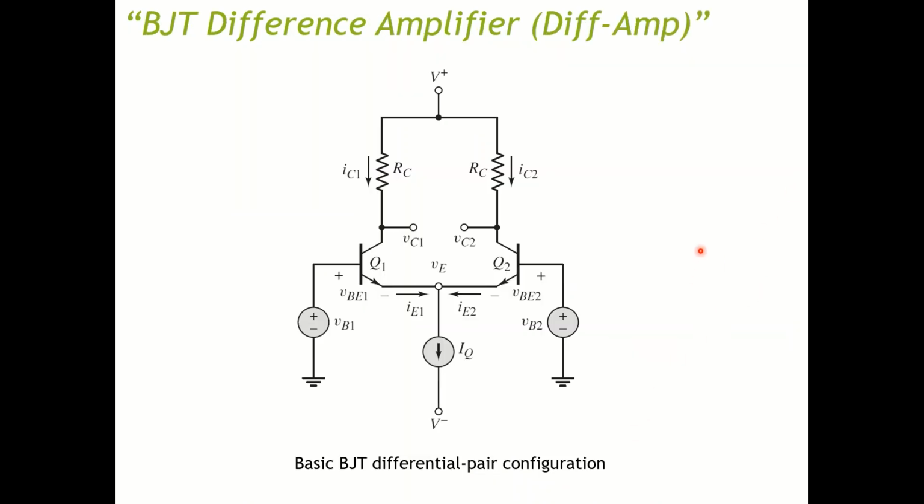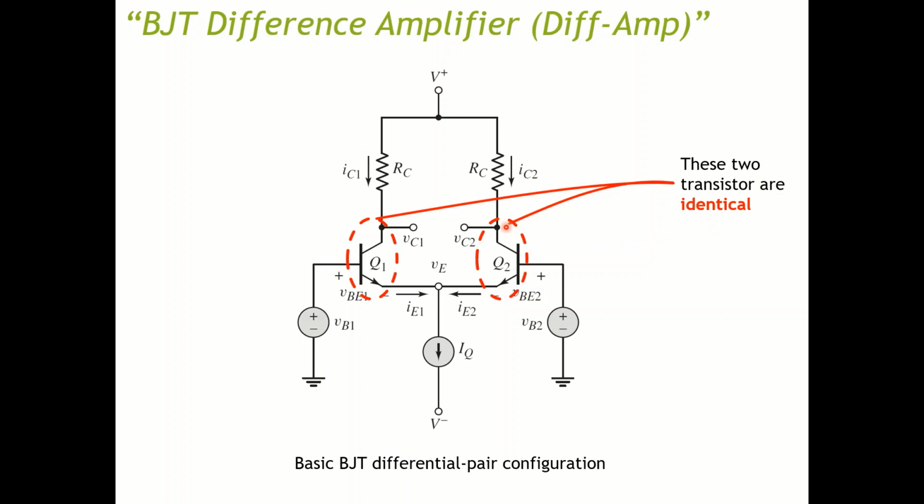So here we have a basic BJT differential pair configuration, or you can call it a basic BJT difference amplifier. In this configuration, Q1 and Q2 are assumed to be identical. These two transistors are identical in every term, like beta will be equal. All of the internal resistance and internal capacitance must be identical, and they must all be biased in forward active mode.